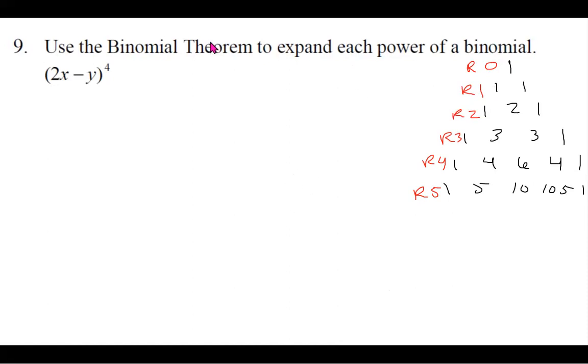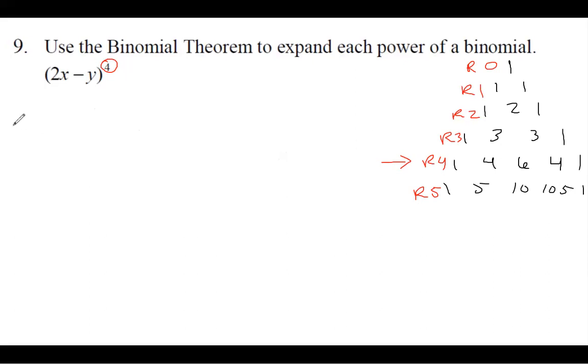However, by looking at our example, which row are we going to use? Row 4. How do we know? The exponent of our binomial has the power of 4, which means we're going to focus on these coefficients. Okay, so what do we do next?